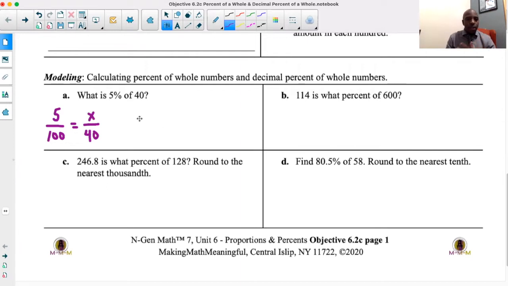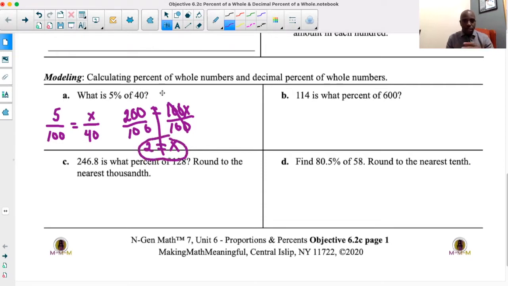Let's cross multiply here. We end up getting 5 times 40, which we should know is 200, is equal to 100x. Okay, we want to solve for x here. We're going to divide by 100, because 100 times x is multiplication and we need to do the opposite, which is division. As we divide, we end up getting x is equal to 2. If you were to turn that 5% into a decimal, 0.05, and multiply that by 40, you would have got the same exact answer here.